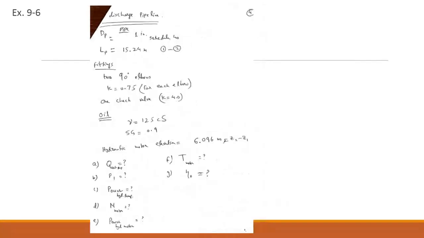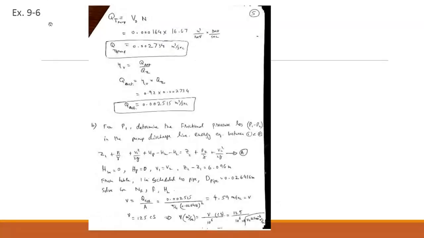The solution will start by taking the pump and finding the theoretical pump flow rate. It is VD times N. VD is the volumetric displacement, which is given in meter cube per revolution, and N is given in RPM, but I will use RPS because in this way, if I multiply RPS with the meter cube per revolution, it will give me meter cube per second, which is an SI unit.